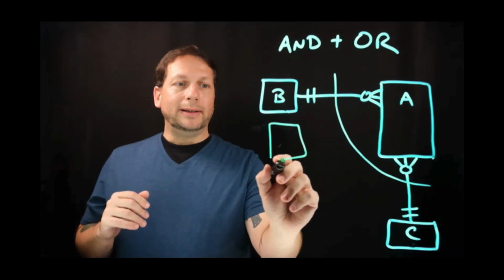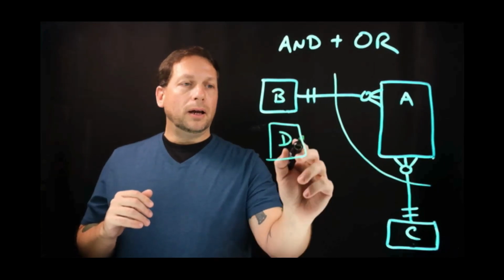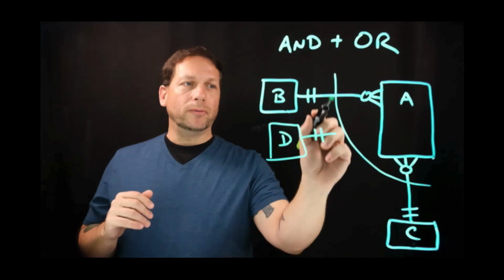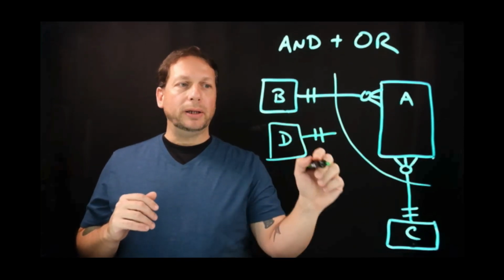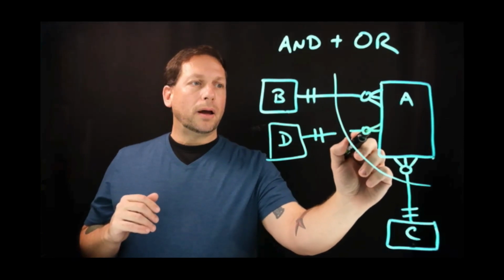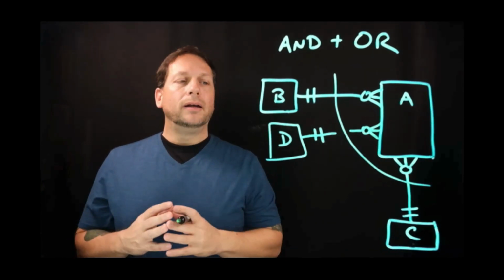Let's call this one D. And we're going to draw another one-to-many relationship, but we don't want this to be part of this mutually exclusive relationship between B and C. So we're going to break the line, and we're going to draw it like that.